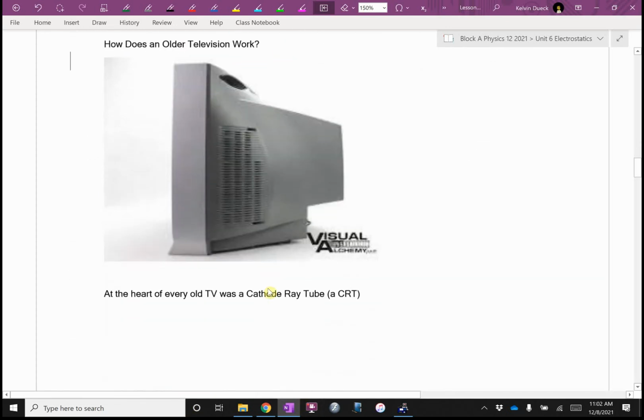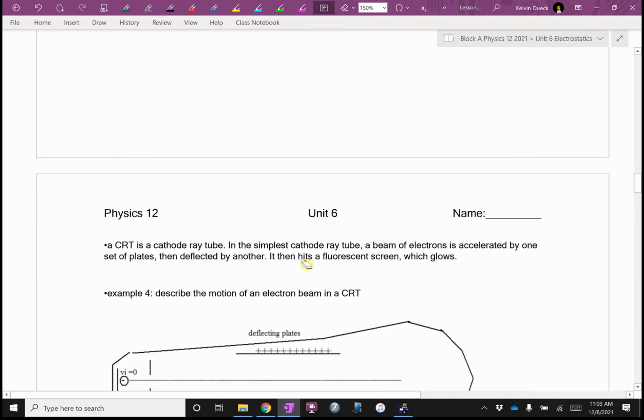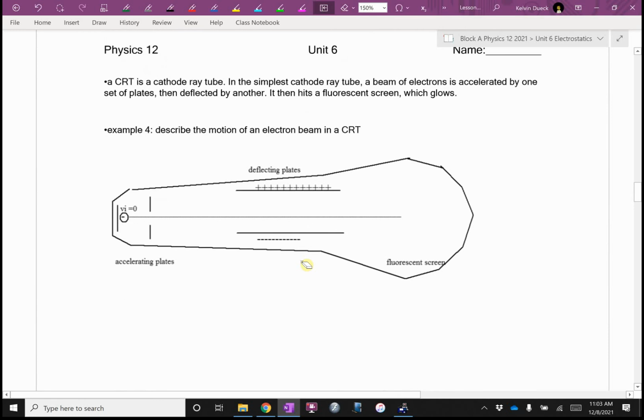How does an older TV work? What I'm talking about are the ones that had that big thing that stuck out the back. You've all at least seen those when you were growing up. What was back here was what we call a cathode ray tube, a CRT, an electron gun. How can an electron gun make television? With a little bit of cleverness. Are we on the next page over? Okay, so here's what we have. A CRT is a cathode ray tube. A cathode is an electron. They didn't know that when they first named these, but now they do.